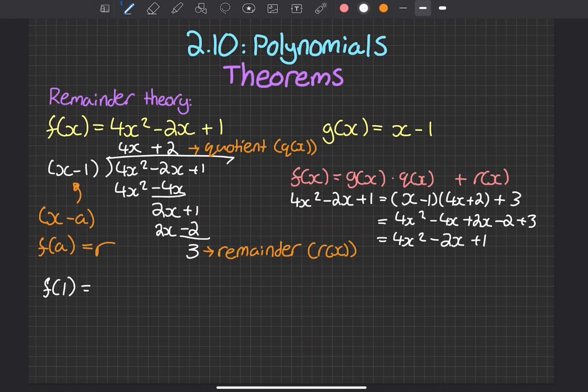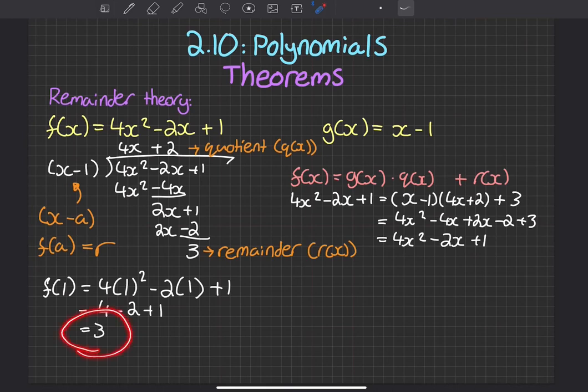Okay, the function of 1. And this would be 4 multiplied by 1 squared minus 2 multiplied by 1 plus 1, which would be 4 minus 2 plus 1, which should give you 3. And you'll see that the result here is the remainder. It's the same.